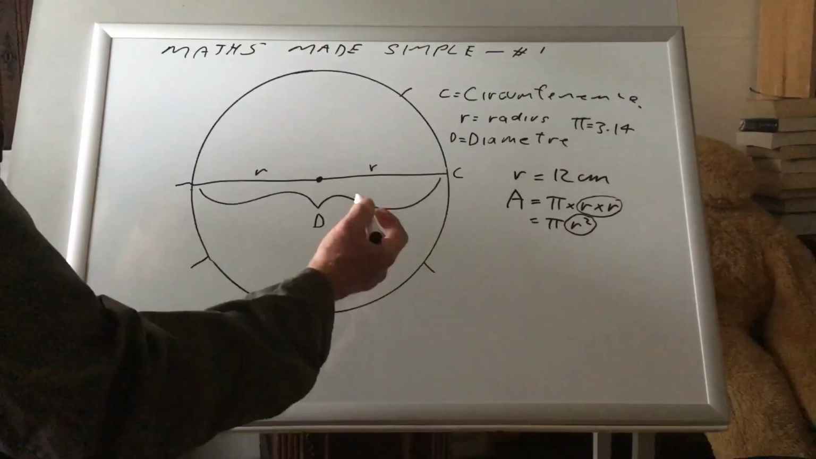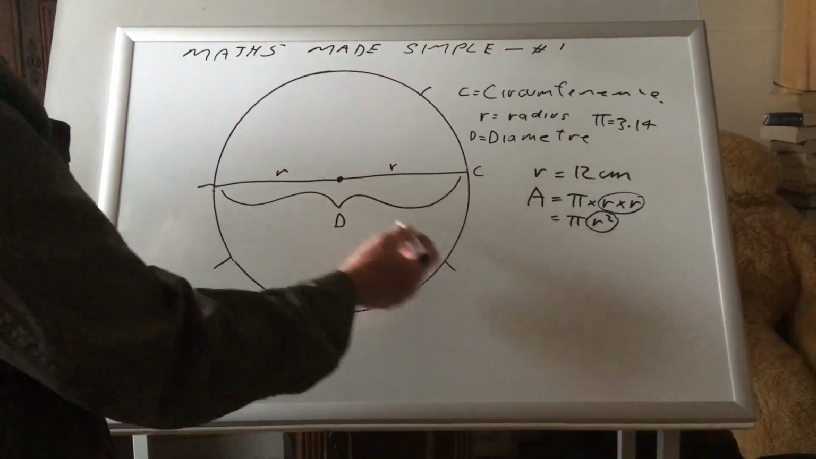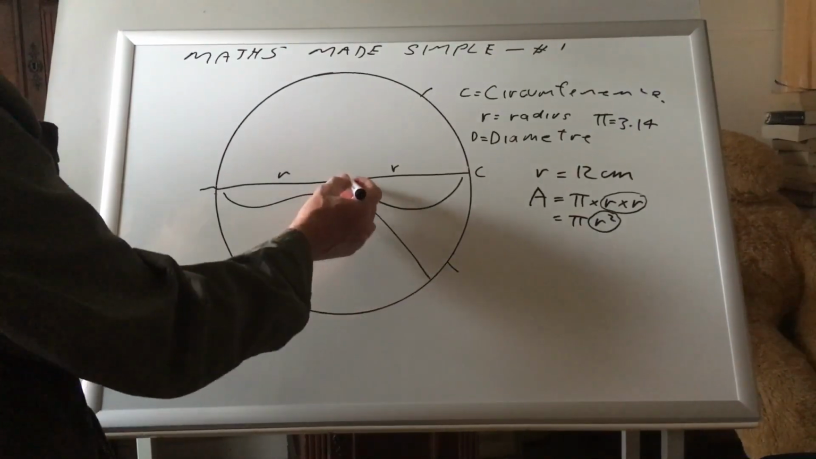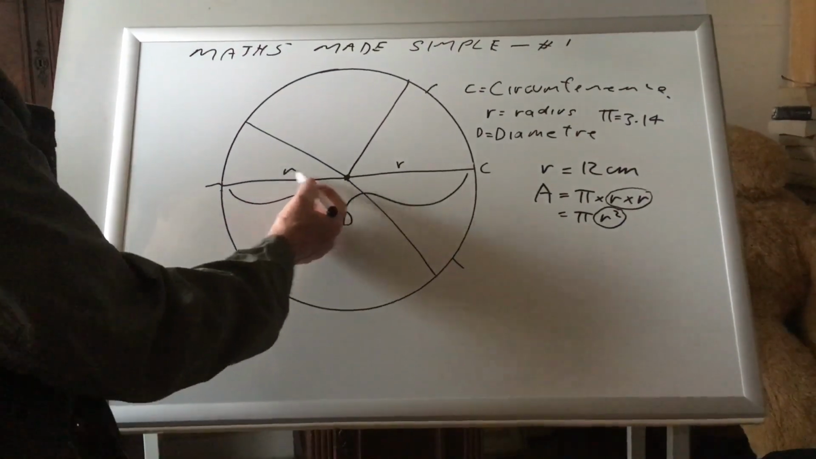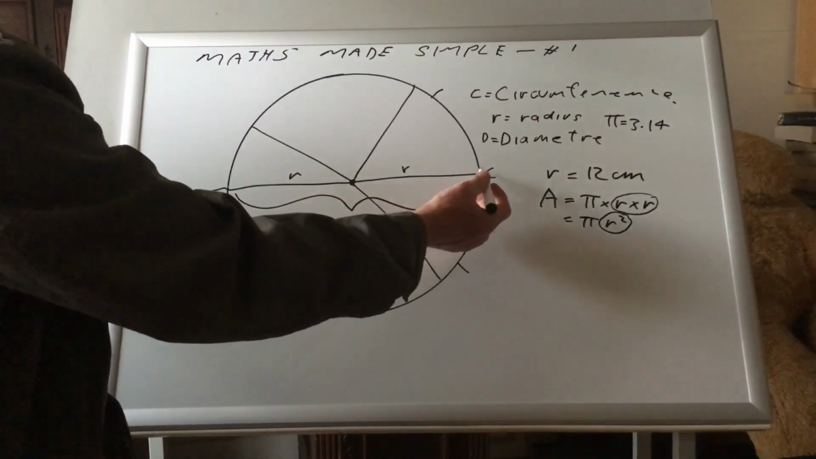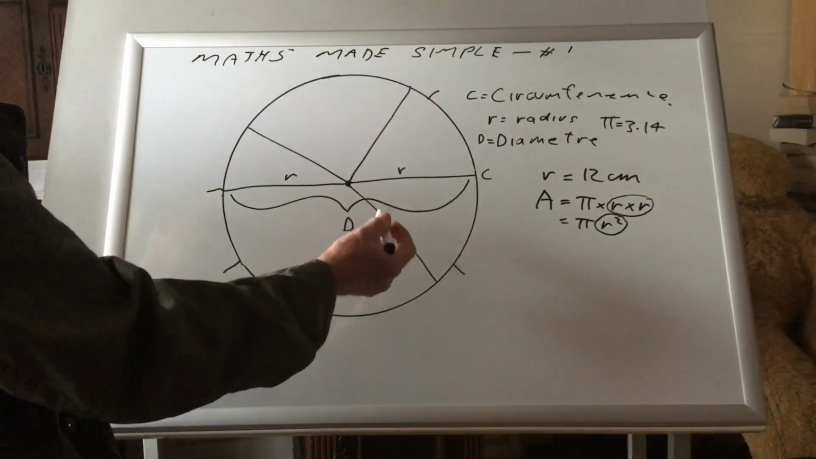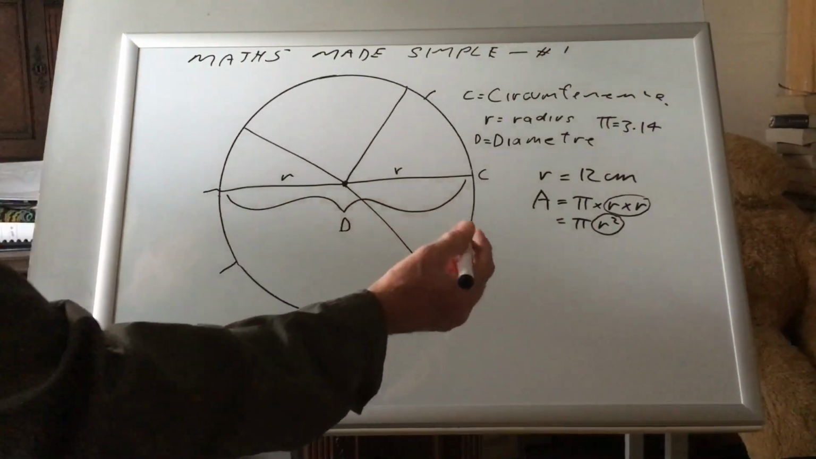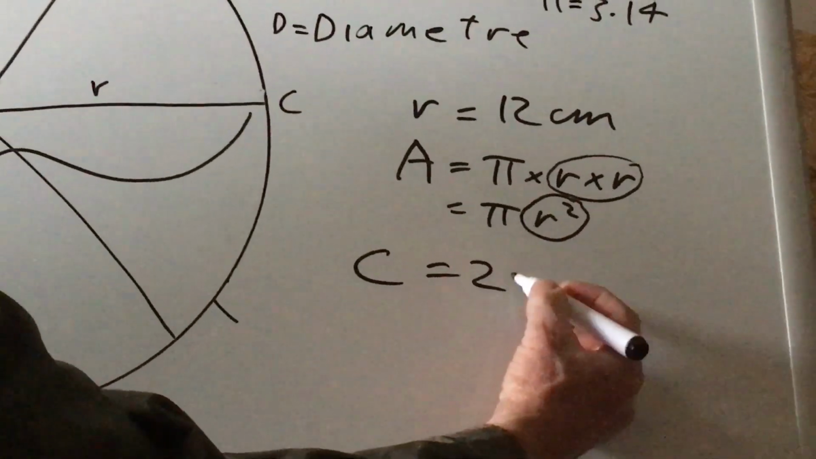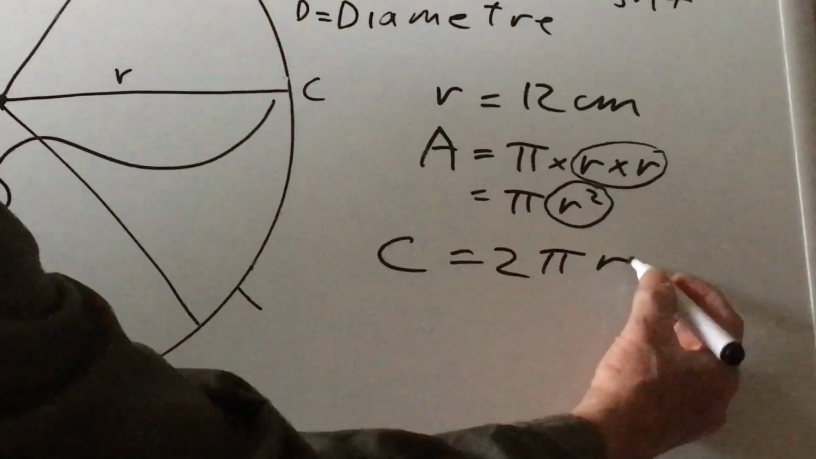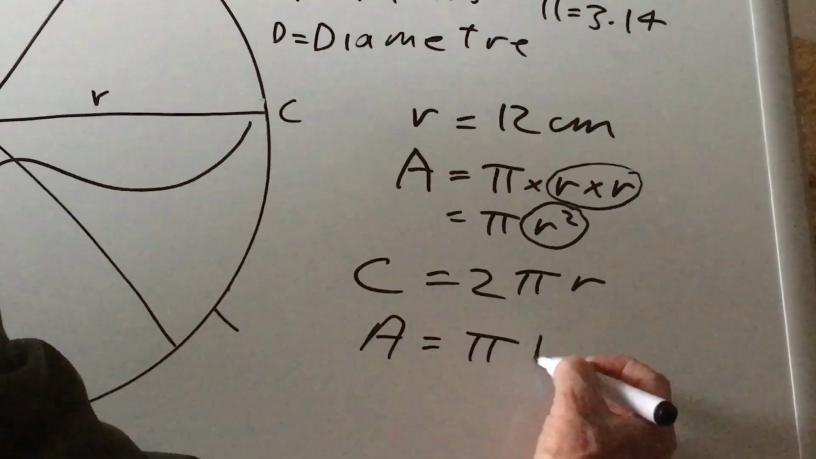So just going back over everything, with a circle, we know that the distance from the centre out to the circumference is always the same wherever you go. That's called the radius. The radius plus a radius is the diameter. That's from one side of the circle to the other side that goes through the centre. And you can work out the circumference, and you can work out two other things. Circumference equals 2 pi r, that's one of your main formulas, and the area of a circle equals pi r squared.